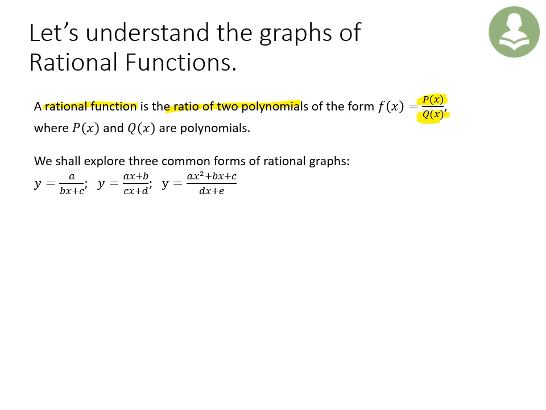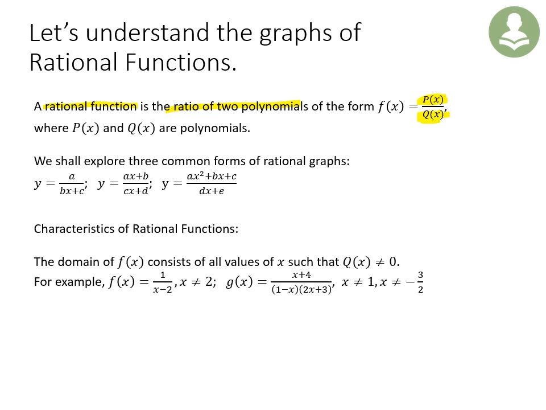So these are the three forms of rational graphs that we are going to further look at and sketch and understand its characteristics. One of the key characteristics of a rational graph is the denominator definitely cannot equal 0. So in the function of f(x), x cannot equal 2 because that would make the denominator 0 and the function undefined. For g(x), similarly, its denominator has two factors and x cannot equal 1, neither can it equal negative 3 over 2, else the denominator will be 0.